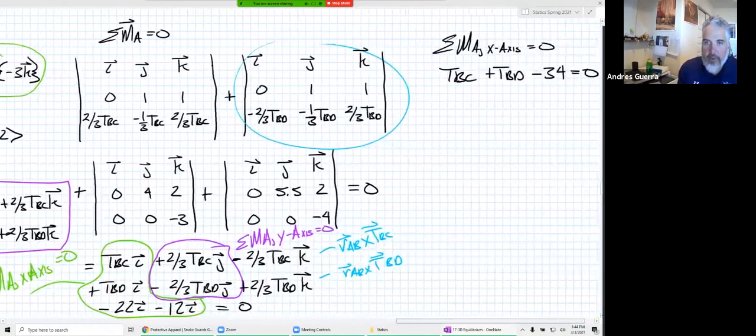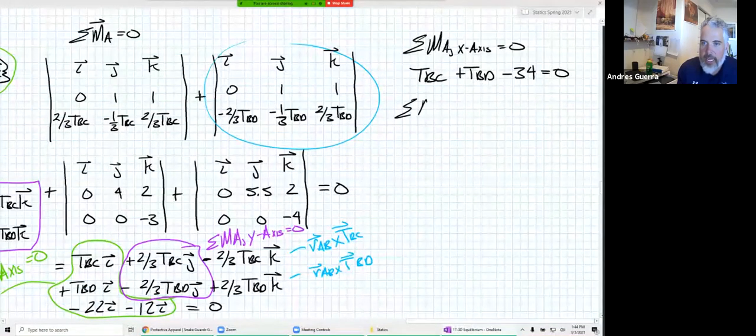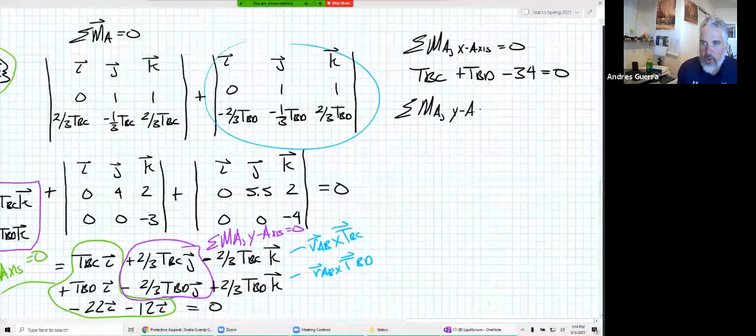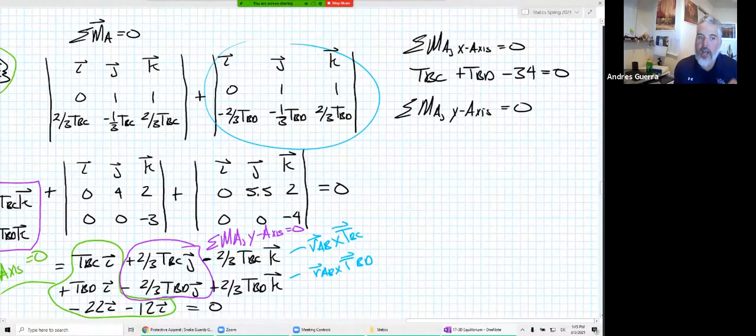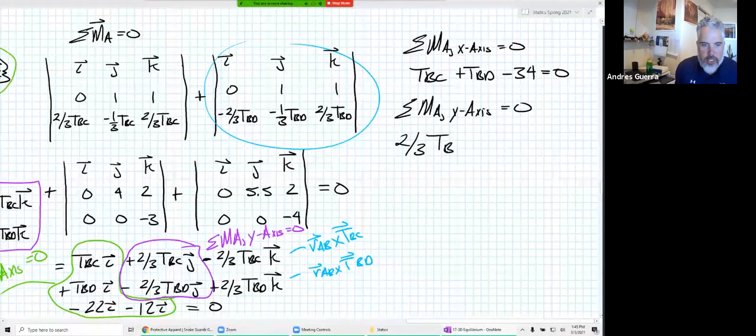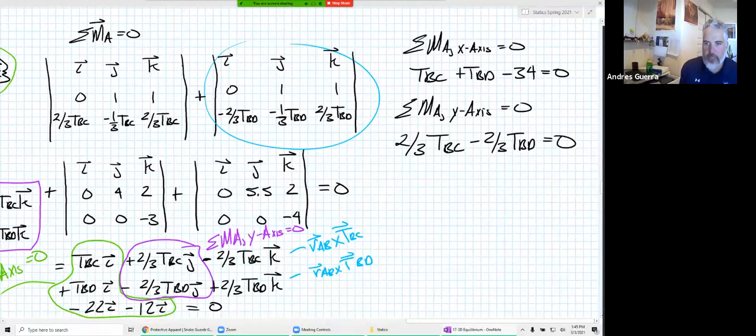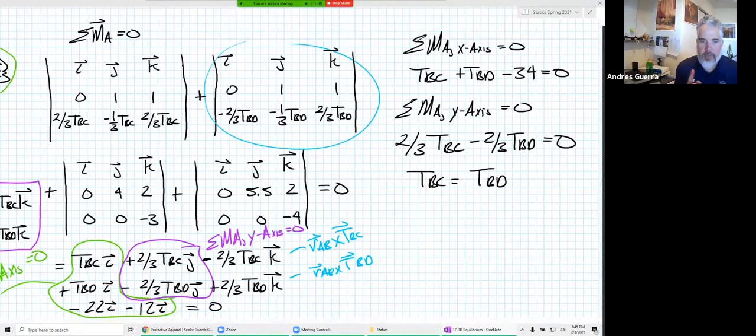Well, we can always use symmetry. It's fine, but it never replaces one of our equations, or it never adds to our equations. Look at the sum of moments about the y-axis, which is on our plane of symmetry, and that was the next equation that we identified: 2/3 TBC minus 2/3 TBD, and that's all the j components, has to be equal to 0, so we can see TBC is equal to TBD. So we can identify symmetry, but there's always an equation that will tell us about that. And it's the equations that are on that plane of symmetry.